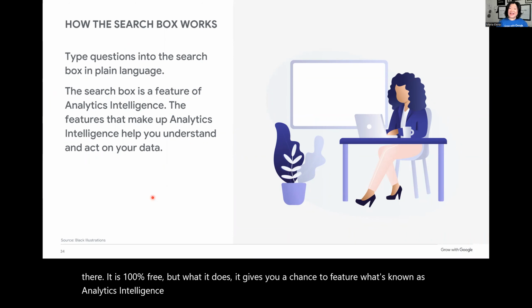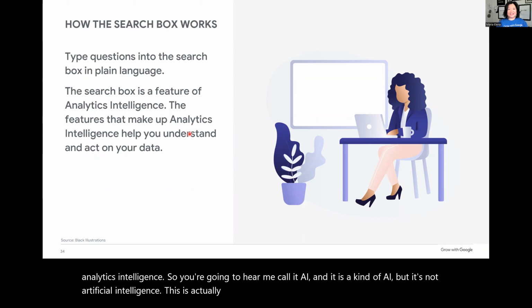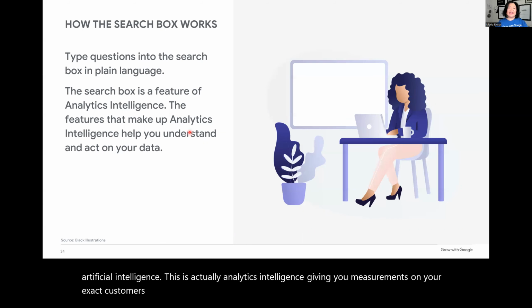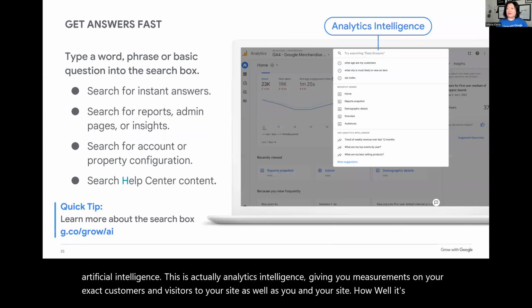But what it does is give you a chance to feature what's known as analytics intelligence. So you're going to hear me call it AI. And it is a kind of AI, but it's not artificial intelligence. This is actually analytics intelligence, giving you measurements on your exact customers and visitors to your site, as well as you and your site, how well it's doing and how people are consuming information.